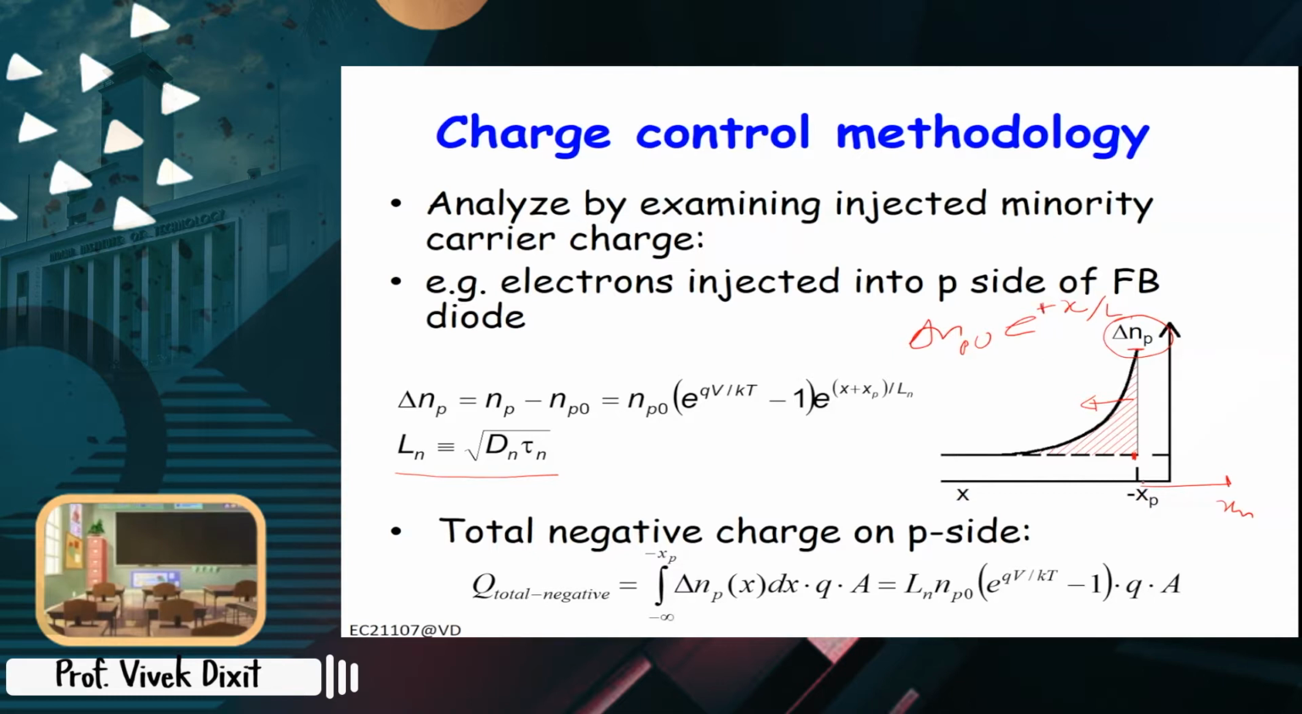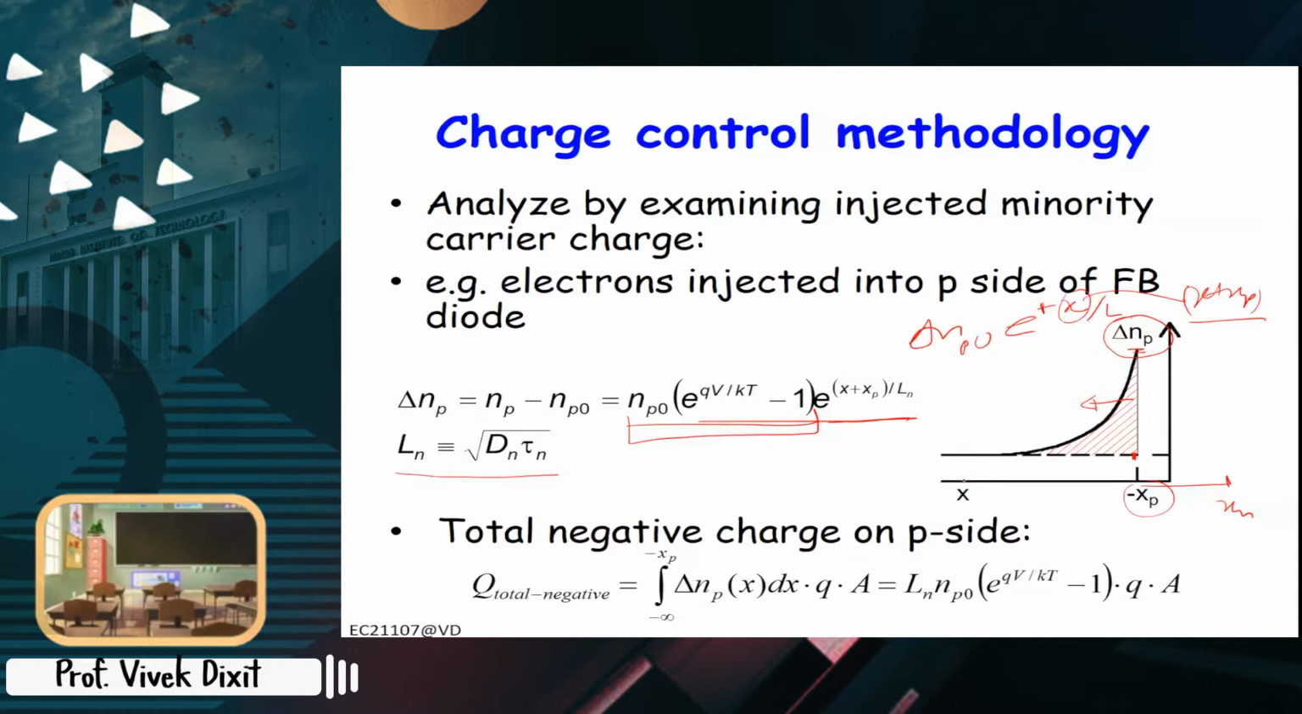Now here origin is shifted by minus XP. So instead of x, you can write x plus XP, right? So that's what you get here. And delta n is of course NP naught exponential qV by kT, because injected carrier density we already calculated in the previous class, that injected carrier is basically minority carrier concentration times exponential qV by kT. So delta n becomes NP minus NP naught, right? So you get this expression.